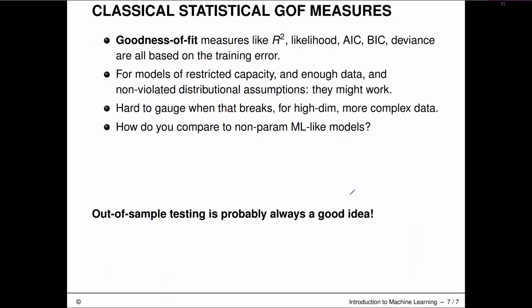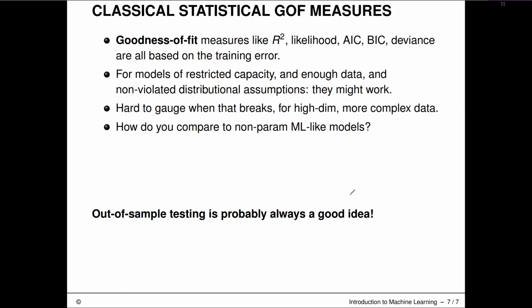Last slide for this section. I want to mention that there are many different goodness of fit measures, as they're usually called in classical statistics, like the classical definition of the R-squared, likelihood, the AIC, the BIC, and so on. All of these measures are, at least in their basic form, based on the training error, and they're measured on the training set. Of course, this is not complete nonsense in classical statistics, but these measures can only be used for models of quite restricted capacity if you have enough data.